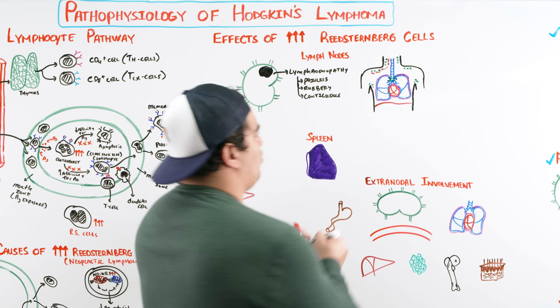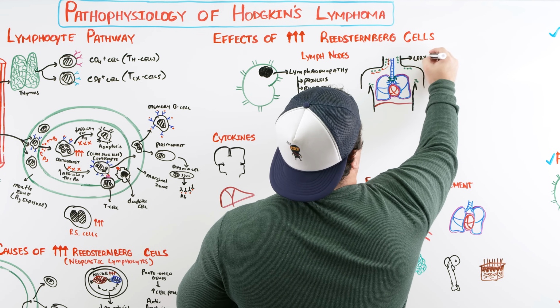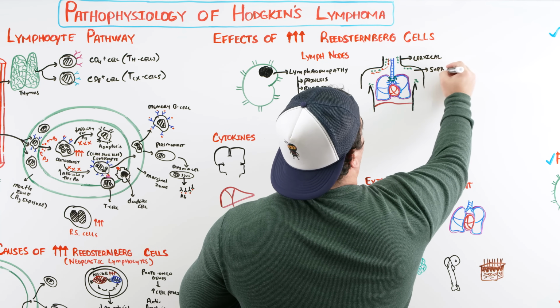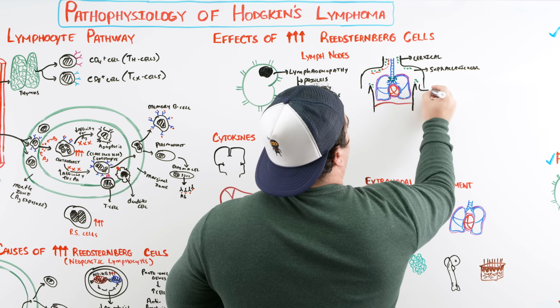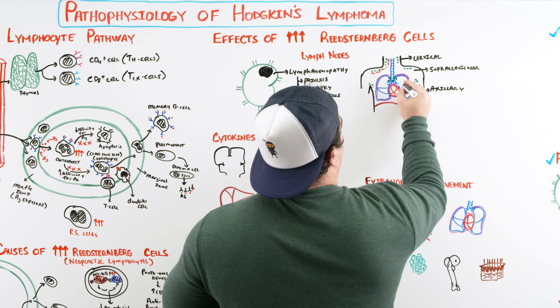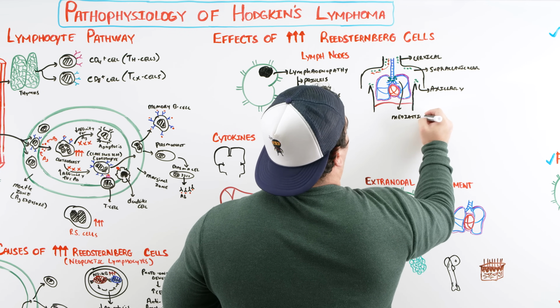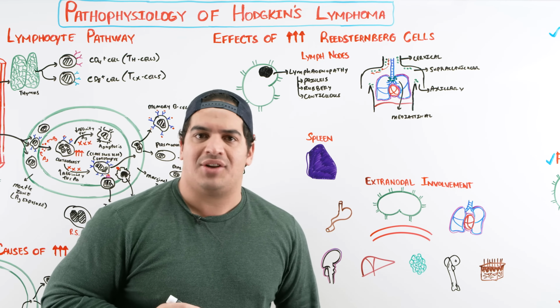The questions again come as which areas, so let's write these down again. One of them is going to be cervical lymphadenopathy. Supraclavicular is another really big one. Another one is axillary. And the last one that I really want you to remember here is mediastinal. The reason why is that mediastinal is very common sometimes in patients with Hodgkin's lymphoma.